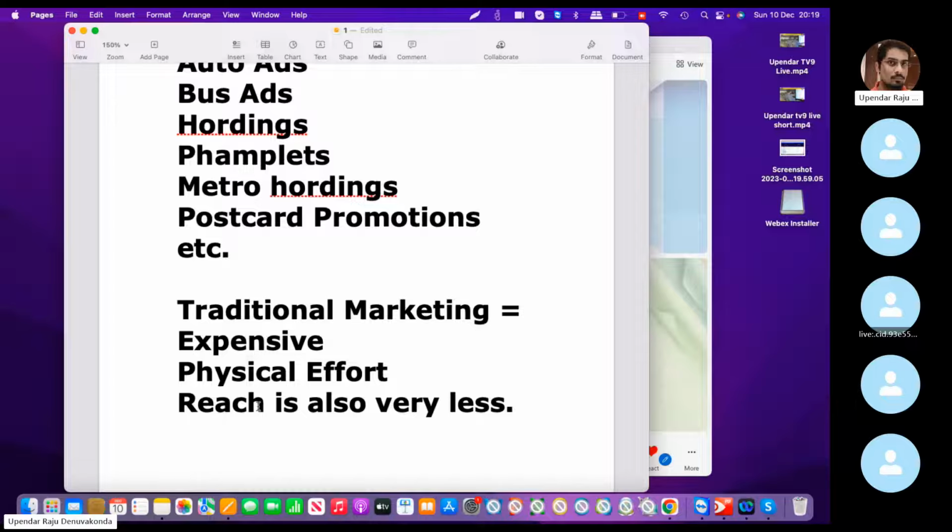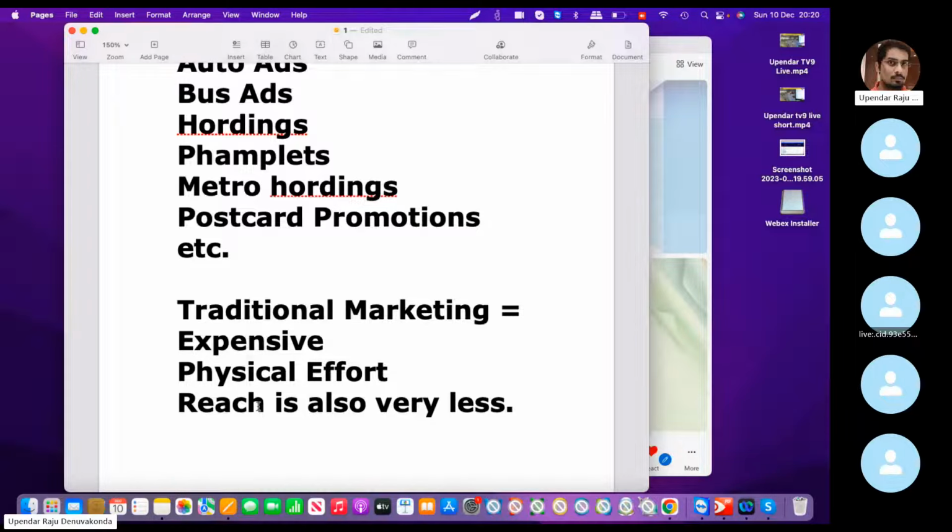People have to install hoardings, print in newspapers and on pamphlets, run radio ads and TV ads, and they have to shoot and do a lot of stuff over there. So traditional marketing is expensive, and the physical effort is also very high. But at the end of the day, the reach is also very low, not as per the expectation.